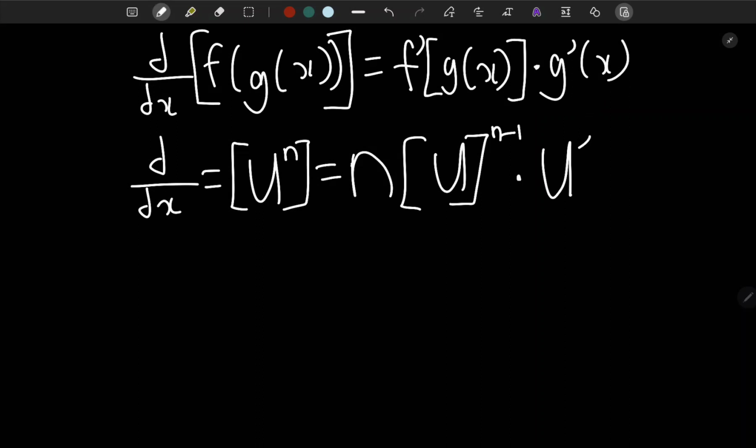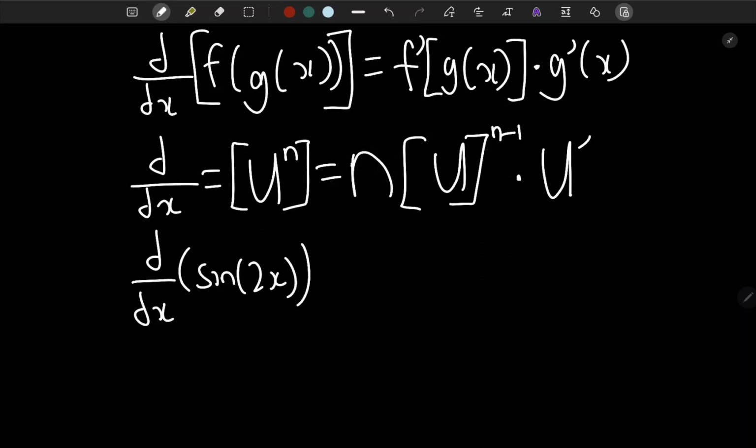And the second formula is when you have a function to the power of something, so you bring it down, so n down, u to the n minus 1, multiplied by the derivative of u. So let's do some examples and this will be more clear to understand.